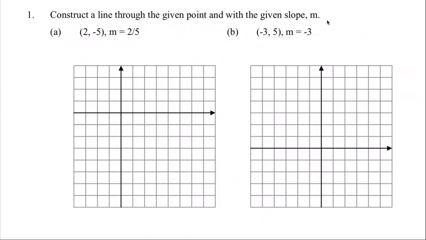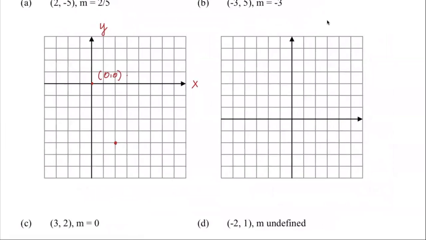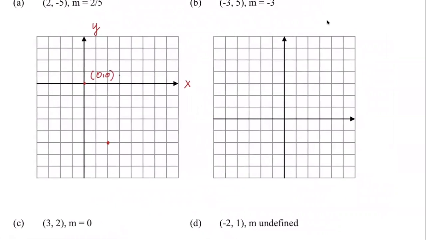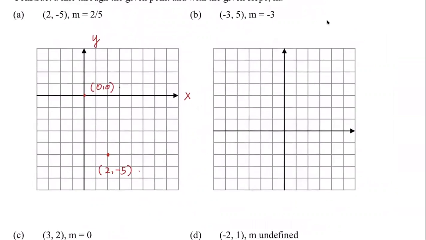So let's do that. This is the x-axis, this is the y-axis, right? And this is (0, 0). The point is (2, -5). So 1, 2, that's 2. 1, 2, 3, 4, 5, minus 5. So this is a point, right? The point is here. So this is (2, -5). And the slope is 2 over 5.